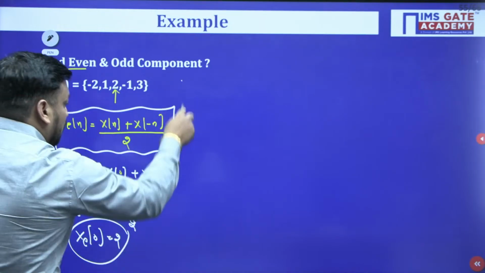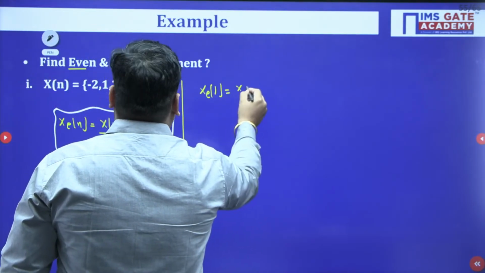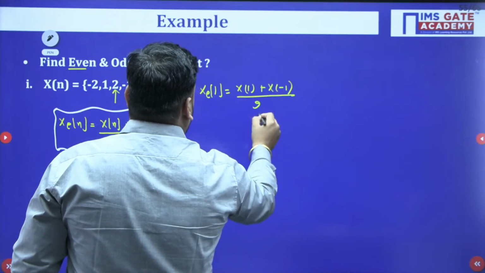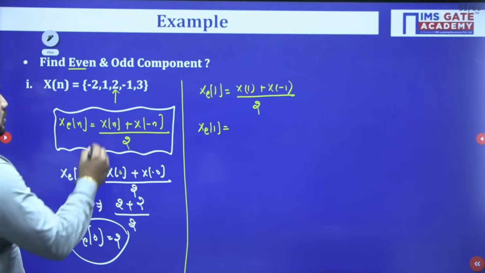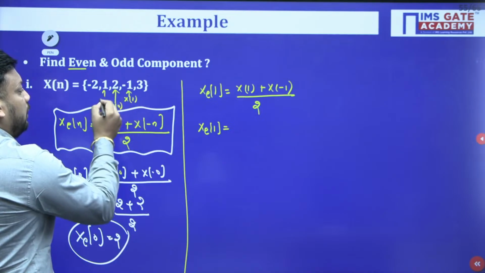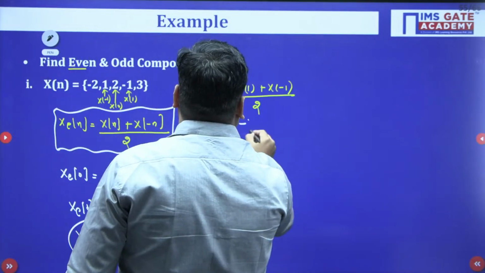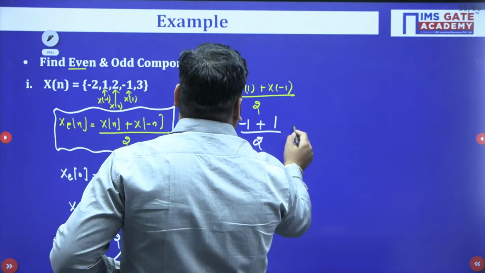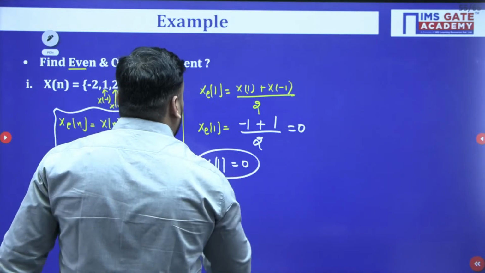Now going forward, you should also check what x even part of 1 is. X even part of 1 is x of 1 plus x of minus 1 upon 2. This is x of 0, this is x of 1, and this is x of minus 1. What is the x of 1 value? It is minus 1. And what is the x of minus 1 value? It is plus 1, upon 2. So don't you think it is 0? So x even part of 1 will be 0.